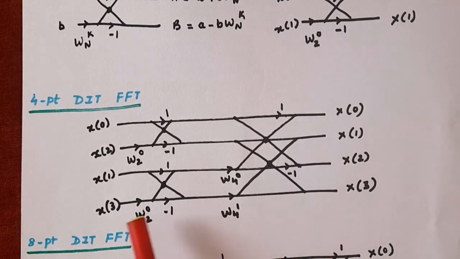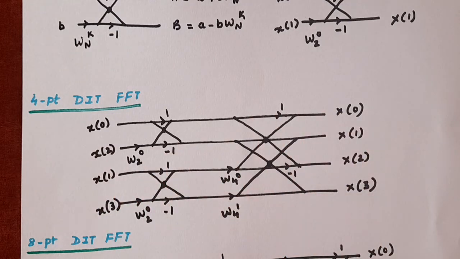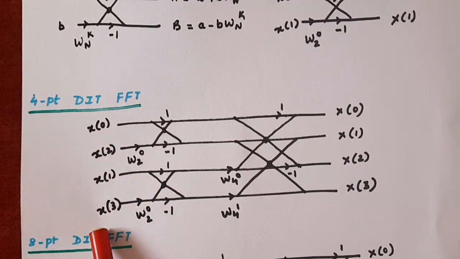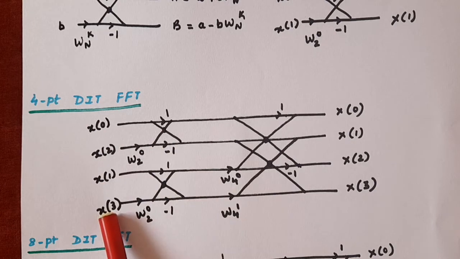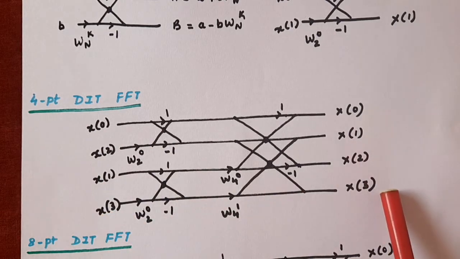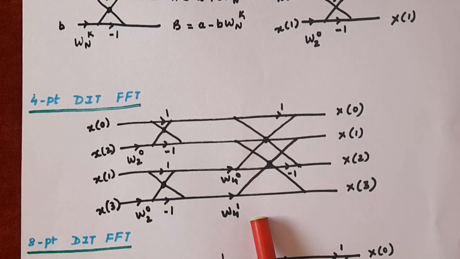Okay, so now it's clear to you what a 4-point DIT flow graph looks like. So input is in bit reversal, x of 0, 2, 1, 3. Output is in natural order. Twiddle factor of the first stage is W2 to the power 0. Second stage twiddle factors are W4 to the power of 0, W4 to the power of 1.